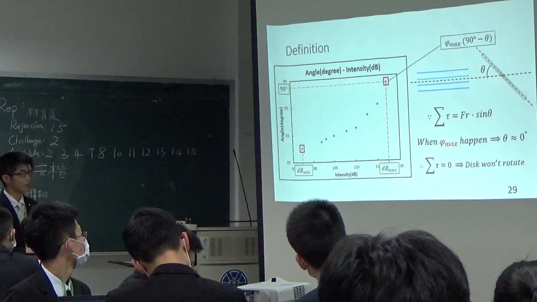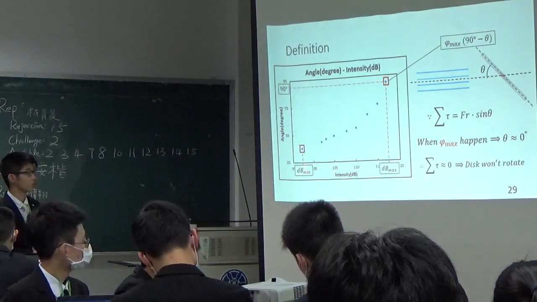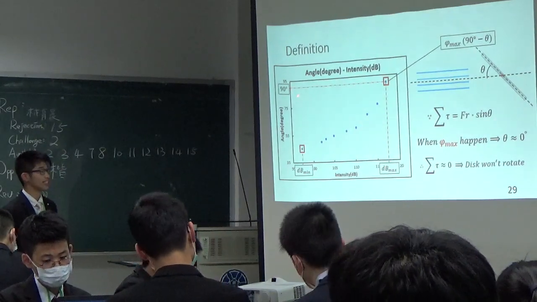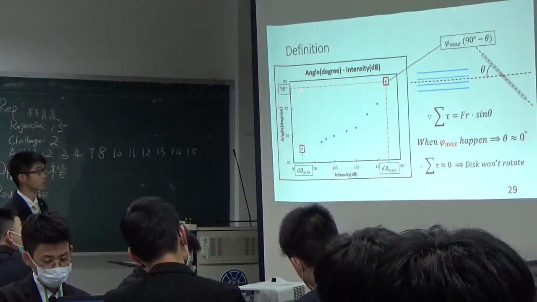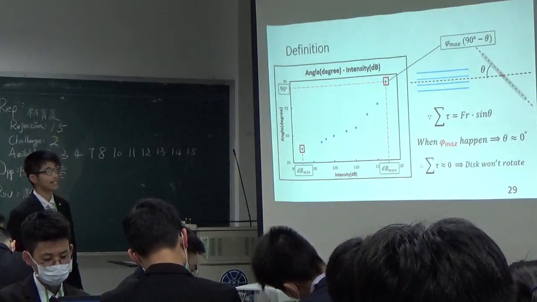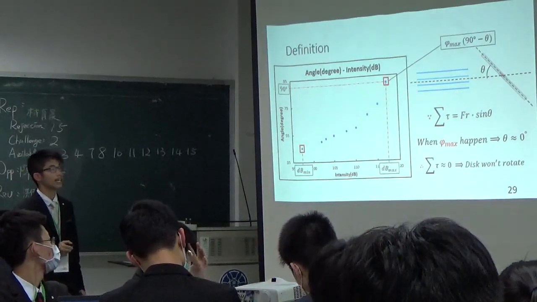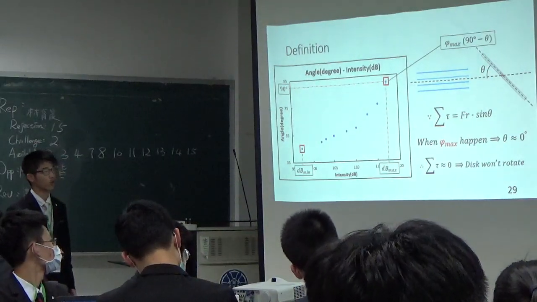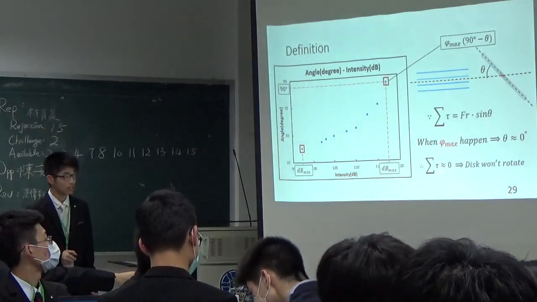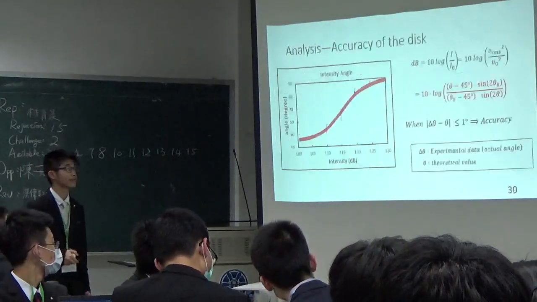And we define the first sound intensity at which the disc rotates as the minimum decibel, and the first sound intensity at which the disc reaches 90 degrees as the maximum decibel. We can simplify the rotation of the disc into this, and we know that the summation of the torque will be FR sin theta. So when phi max happens, the summation of torque will be 0, so the disc won't rotate.